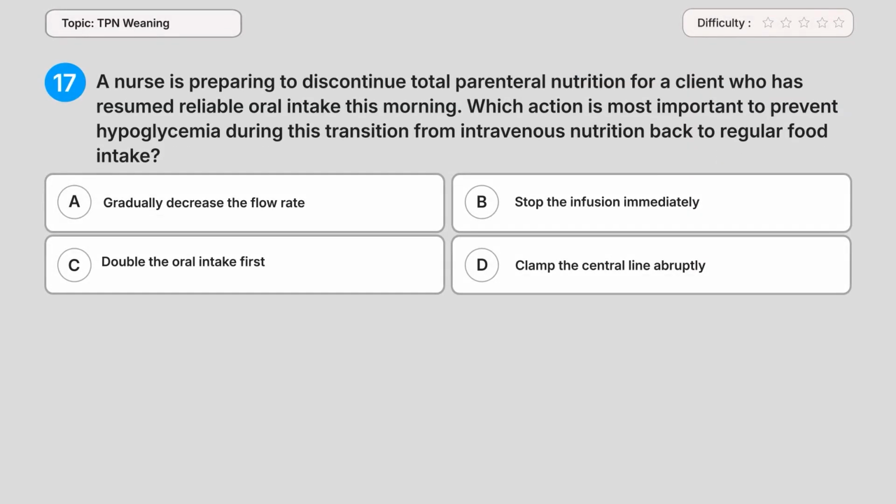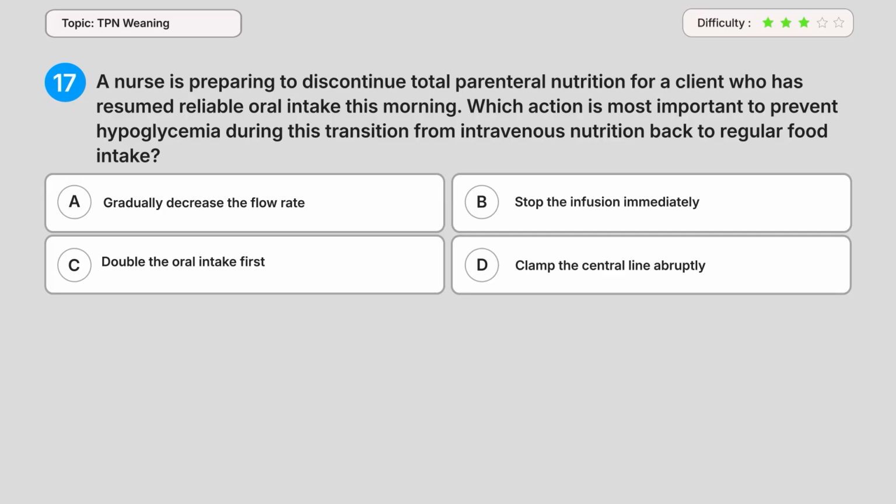17. A nurse is preparing to discontinue total parenteral nutrition for a client who has resumed reliable oral intake this morning. Which action is most important to prevent hypoglycemia during this transition from intravenous nutrition back to regular food intake?